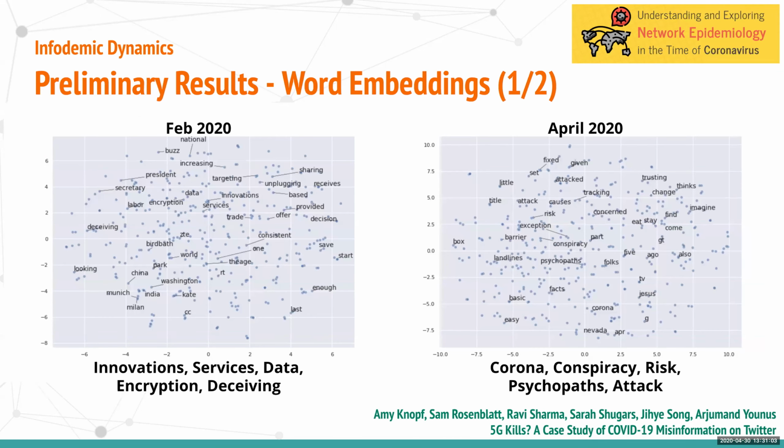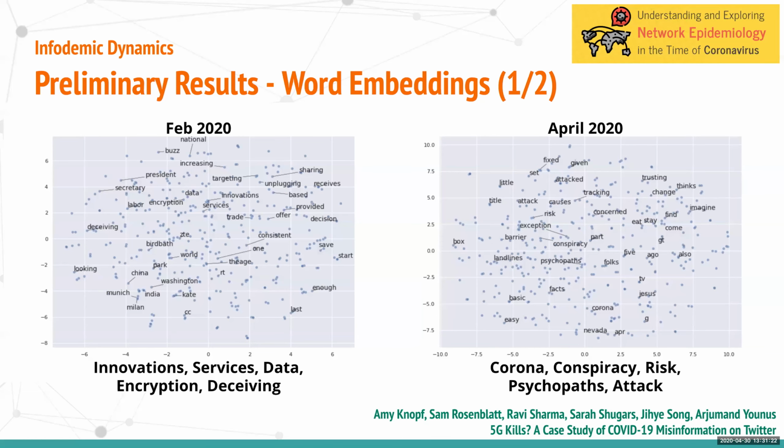So first, we used a word embeddings-based approach. Word embeddings are basically vector representations of words, and it makes it easier to cluster the words together or see the similarity. So these are two graphs that show the results from February 2020 and April 2020. We showed this before as well last week.